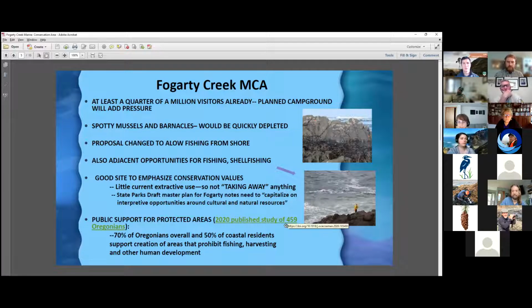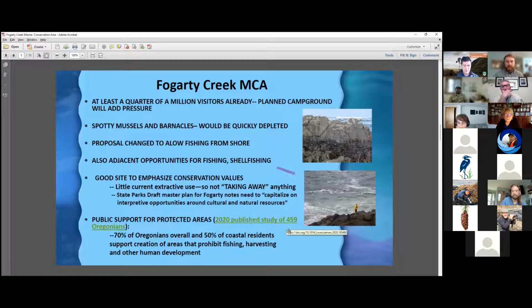So this is a good site to emphasize conservation values. There's little extractive use now, so we're not taking anything away from anybody. And in fact, the state parks draft master plan for Fogarty notes a need to capitalize and interpret opportunities around cultural and natural resources. So this proposal would be in keeping with their goal there.